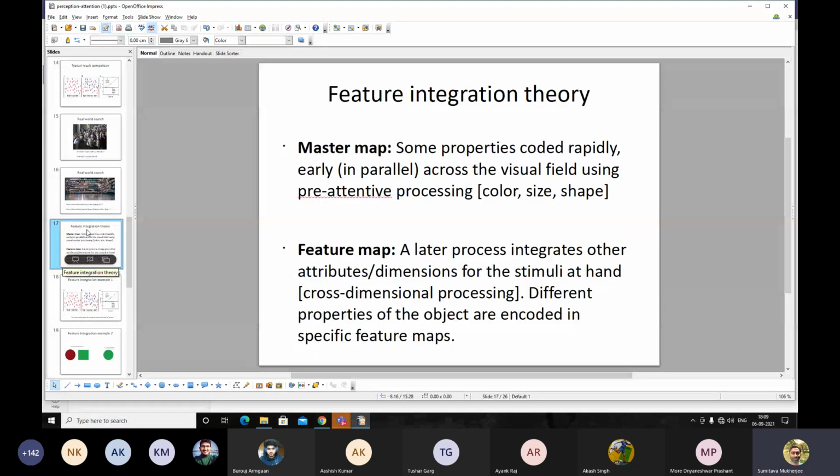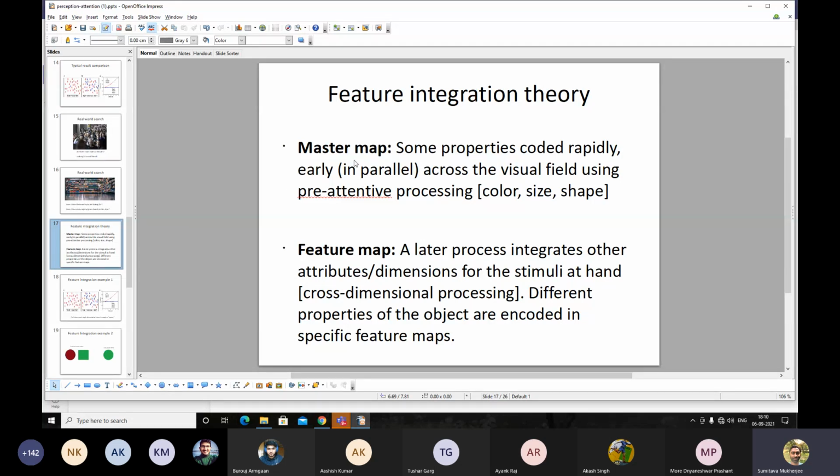There's a third kind, which was given by Anne Treisman, and then improved by Jeremy Wolfe from MIT. It's called the feature integration theory. So there it says there are two things that we do. The first one, we form a master map. It is done very quickly, and it basically picks up the properties of the stimuli like color, size, shape, and you don't have to attend. That's why it's called pre-attentive. Not attending or not required to attend is called pre-attentive, which is before attention kicks in.